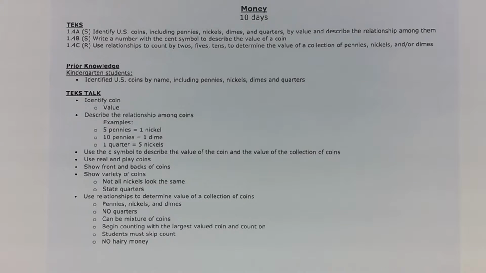In this video, we'll be talking about money. There are 3 TEKs in first grade for money: 1.4a, 1.4b, and 1.4c. We're just going to kind of break those down as we talk through this. First of all, the students are going to need to identify coins, including pennies, nickels, dimes, and quarters.